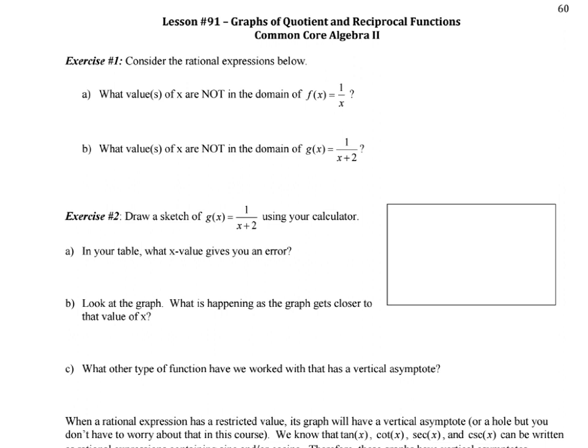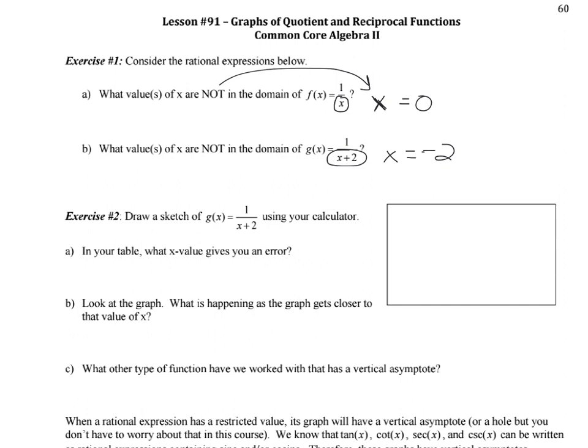It says what values of x are not in the domain of f of x equals 1 over x. So if I think about this, I can't divide by 0. So the number that's not in the domain is 0. So x actually cannot equal 0. In this case, what number would make this denominator 0? So what number is not in the domain? That number is -2.